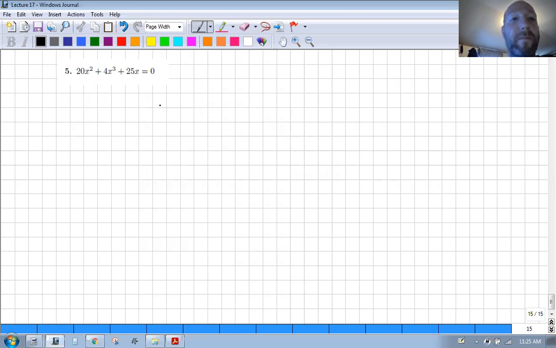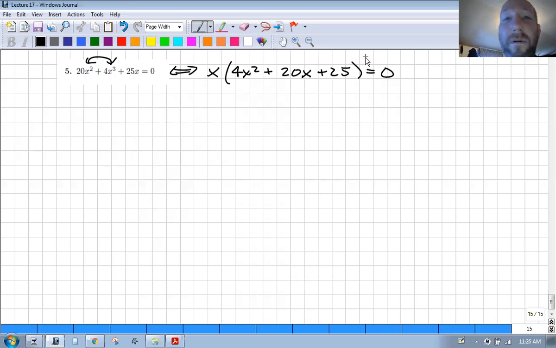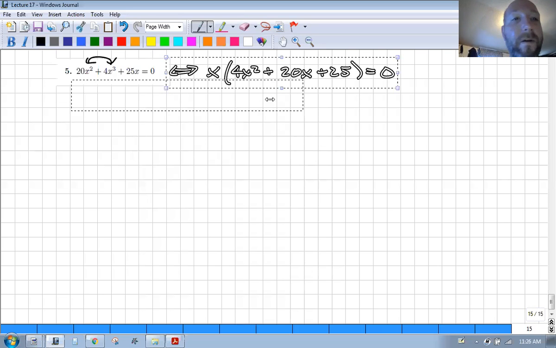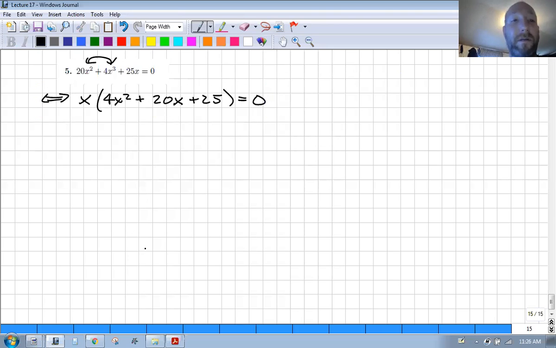Okay, let's see. First off, let's pull an x out of this guy. And let's rearrange them in order from highest to lowest. 4x cubed, I need a 4x squared here. The 20x squared, I would need a 20x and then 25. Okay, so looking at this, I can't really eyeball this one. I should be able to, but I can't.